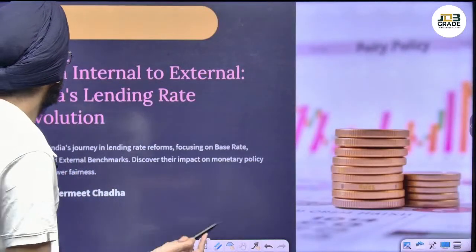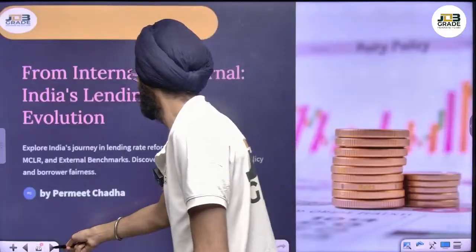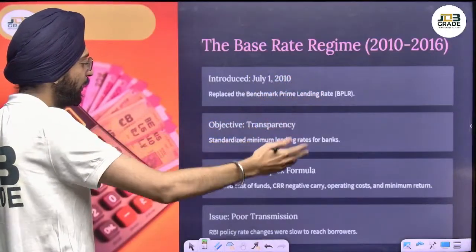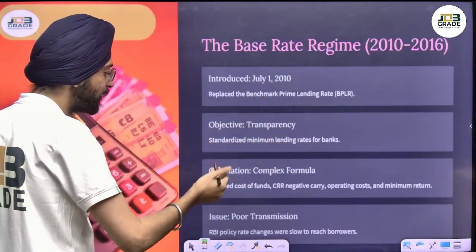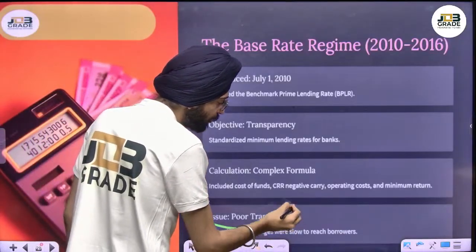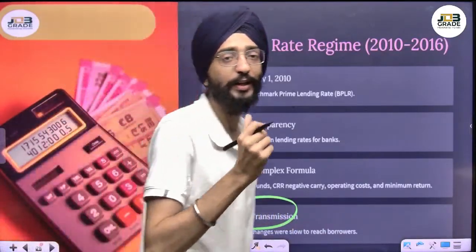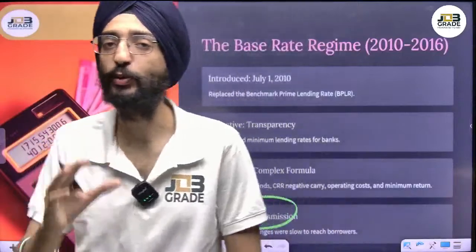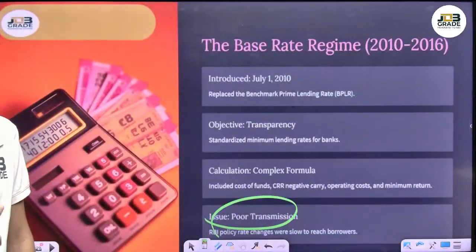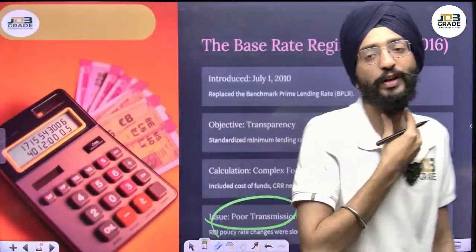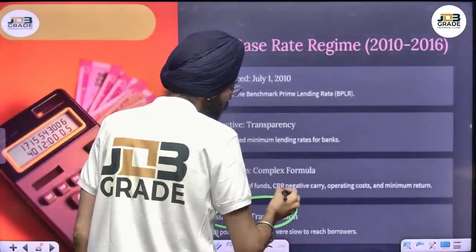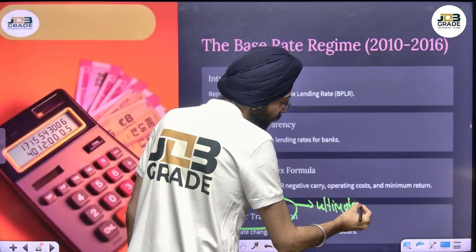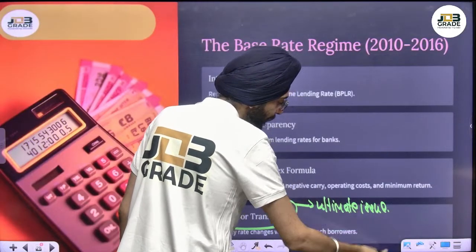So from internal to external, India's lending rate journey. The base rate, in 2016, was again a standardized minimum lending rate for banks. But there was poor transmission. That's the whole issue. A mains question has been asked: what's the major reason for the poor transmission? You need to explain all this in the mains as well, and it's going to help you in the prelims, because this has been repeatedly asked by UPSC over and over again. Poor transmission was the ultimate issue faced by banks. I hope you got this.